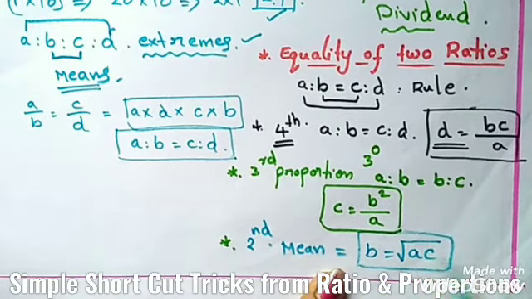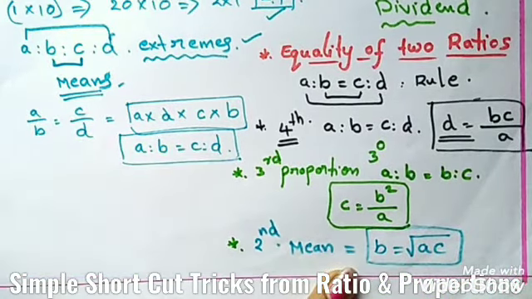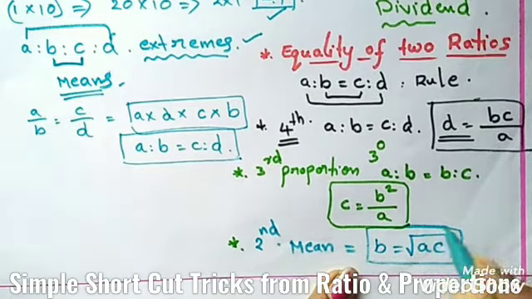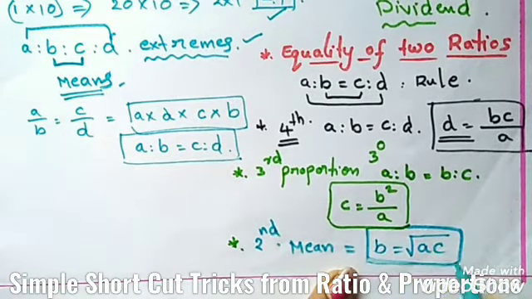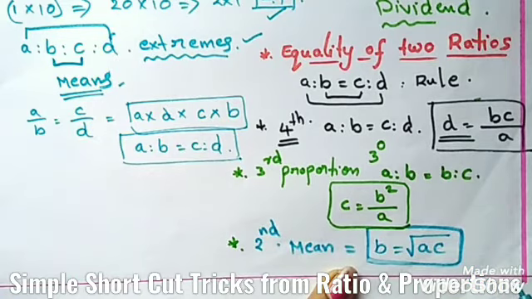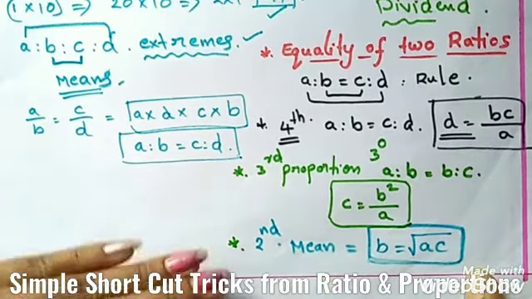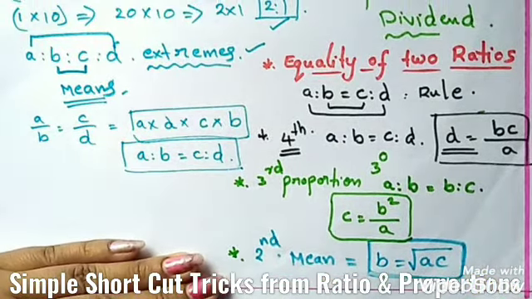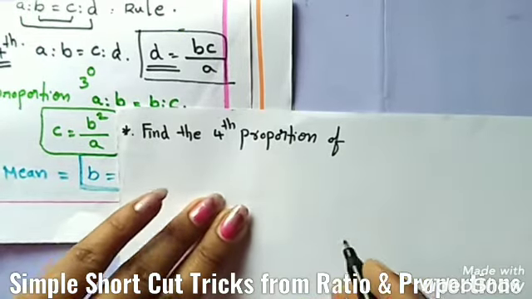B is equal to root AC. Okay, these three formulae you have to remember and keep in your mind. Basing upon these formulae, let us do some simple calculations. Here is the first example we have.